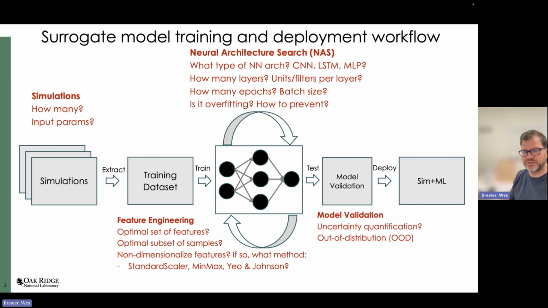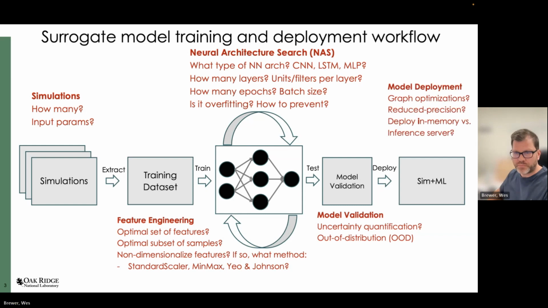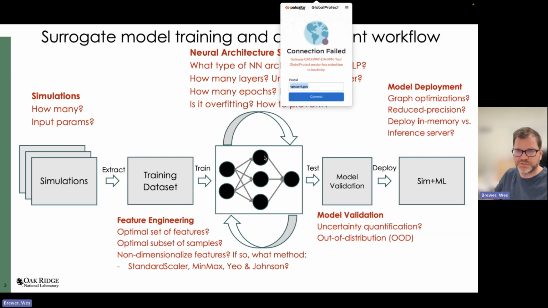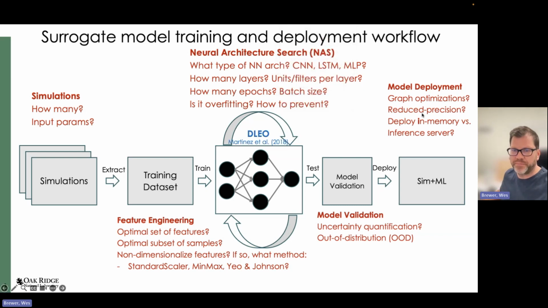For model validation, you need to maybe do some kind of uncertainty quantification, and you also need to know something about whether the unseen data is in your training distribution or out of distribution. You shouldn't expect that if it's out of distribution that your model is going to work very well. And finally, when you deploy the model, you need to consider maybe doing graph optimizations, deploying at reduced precision, whether you're going to do in-memory deployment or using inference servers like TensorFlow Serving, SmartSim, or other types of approaches.